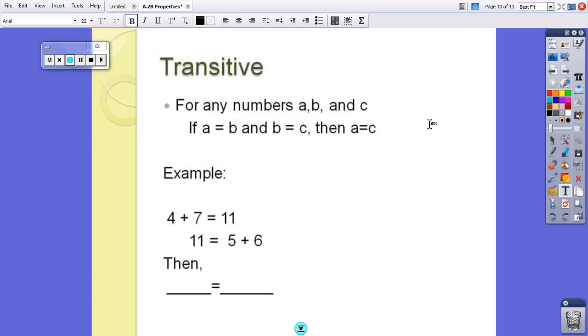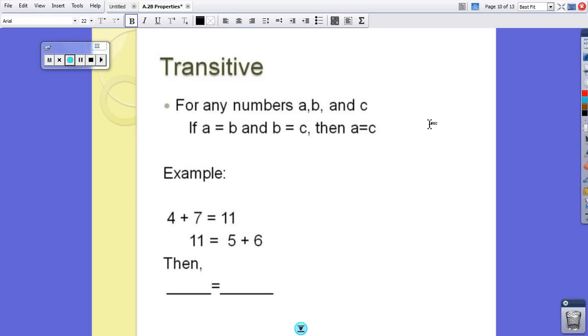And we have the transitive property. For any numbers a, b, and c, if a is equal to b and b is equal to c, then a is equal to c. If we look down here, we know 4 plus 7 is equal to 11. Then 11 is equal to 5 plus 6. We can come to the conclusion using the transitive property that 4 plus 7 has to be equal to 5 plus 6.